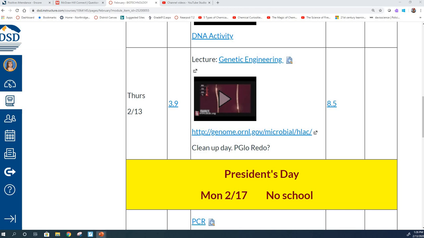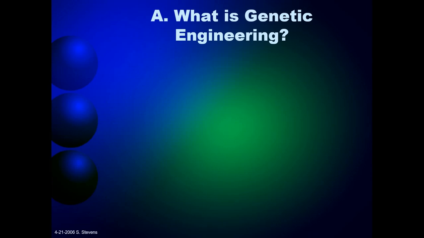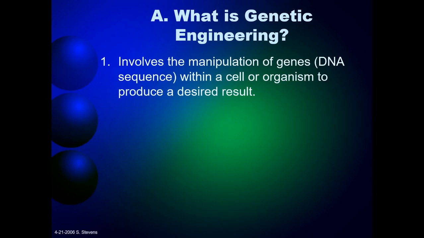Start this slideshow. So genetic engineering, this is what we're all about in biotechnology. What is genetic engineering? It is manipulating the genes of the DNA sequence within a cell or organism to produce a desired result. So what we did with our last one with Piccolo is we manipulated the E. coli gene so it would glow. And you can see some of us, it wasn't the whole thing. We didn't get the whole thing to glow. We were able to just manipulate a little bit.